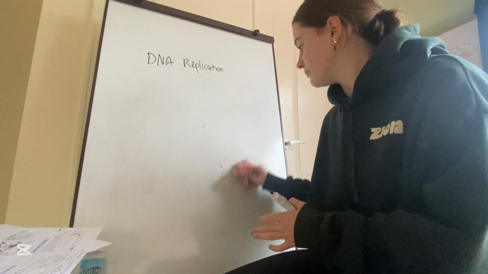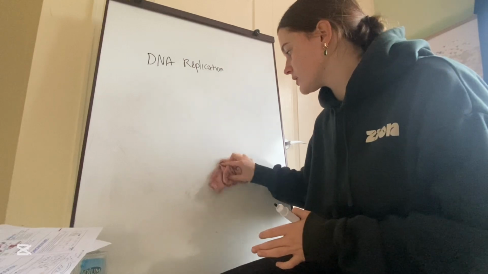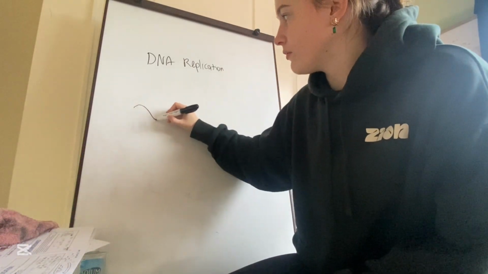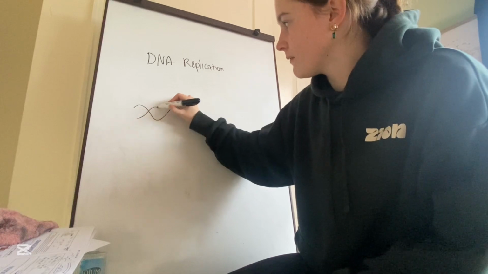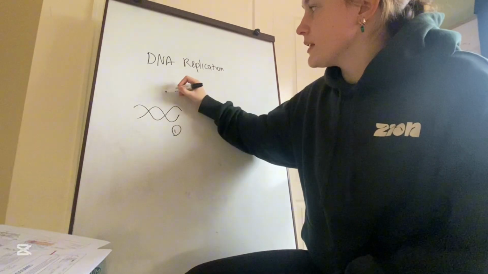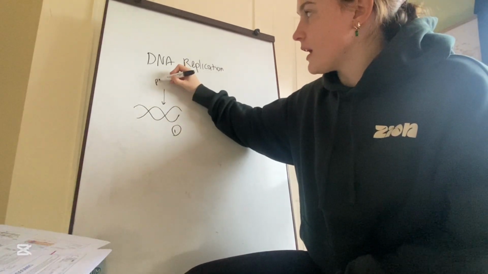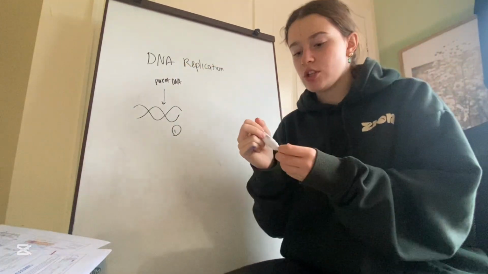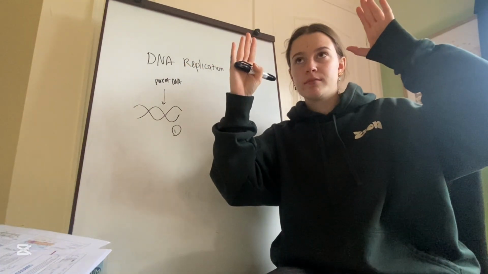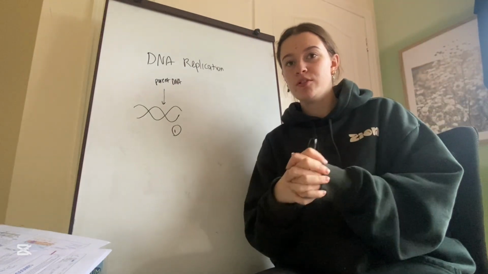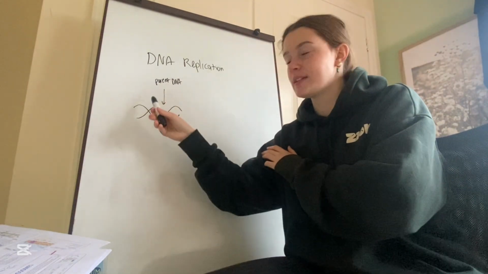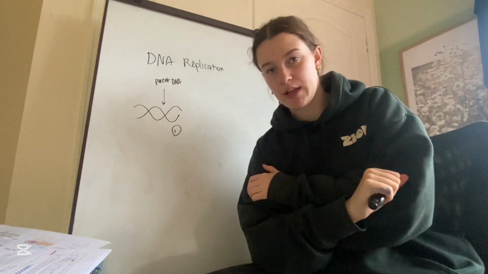DNA replication has a couple of different steps. We've got our DNA here. This is called the parent DNA. If you imagine parents multiply and have children, this is going to be multiplied. This one parent DNA is going to be multiplied into two strands of DNA.